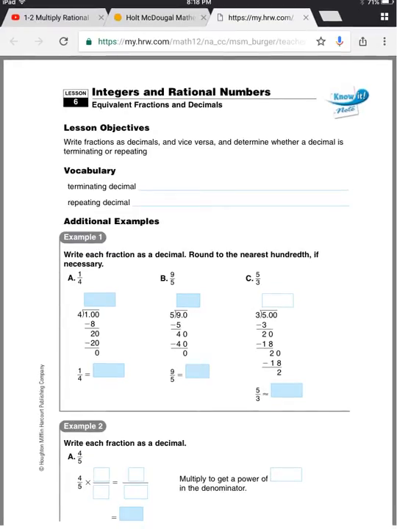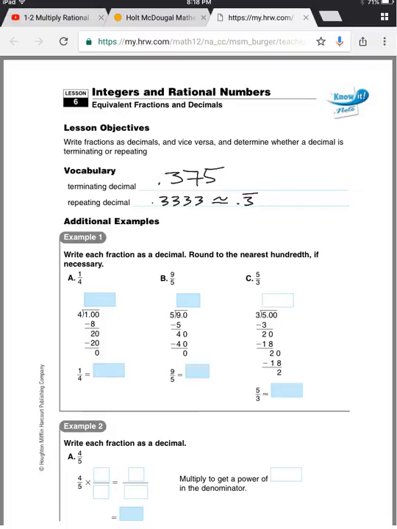A terminating decimal means a decimal that comes to an end, like 0.375. That's terminating. It stops. It doesn't keep going. And a repeating decimal is a decimal that repeats a pattern forever, like 0.333333 on and on forever, and we can say that's equal to 0.3 with a line over it.